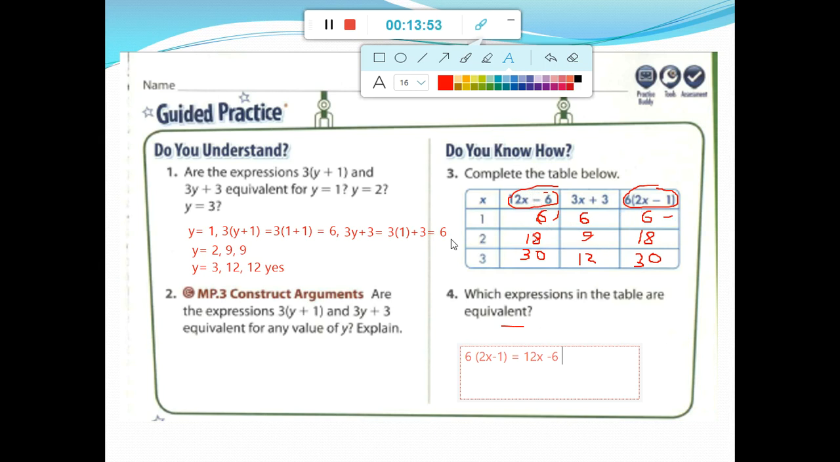As you can see, I used two ways. The first way, I replaced the variable in both expressions by different values, and the second way, I used the distributive property to prove they are equivalent. I hope it's clear for you.